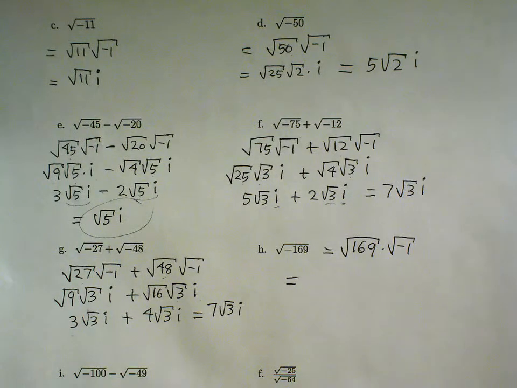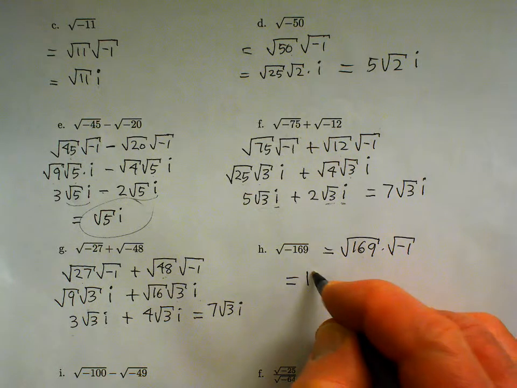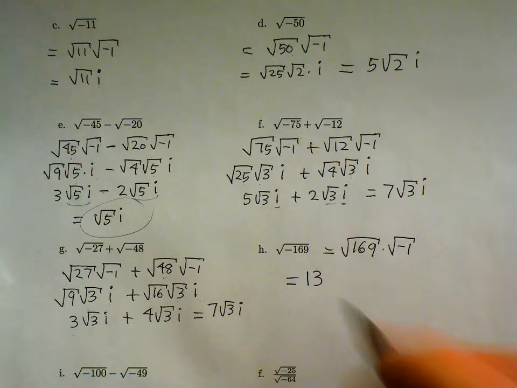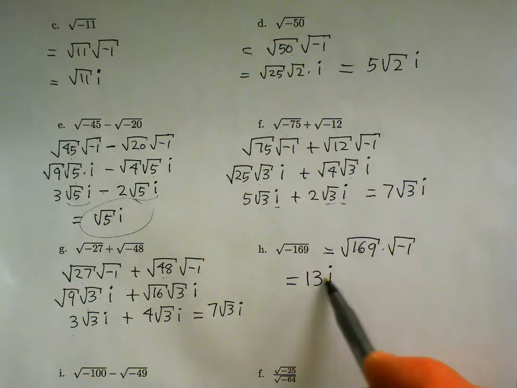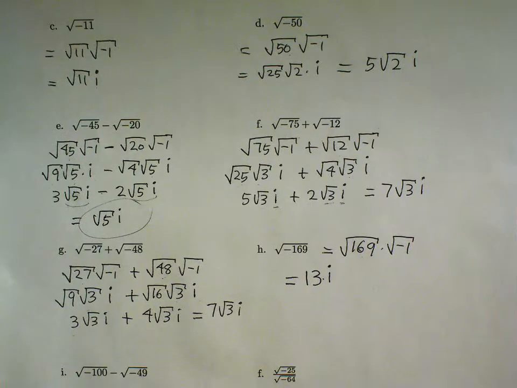Okay, there's an answer. 13i, that's correct. The square root of 169 is 13. 169 is a perfect square. And then the square root of negative 1 is replaced with the letter i. So 13 times i.